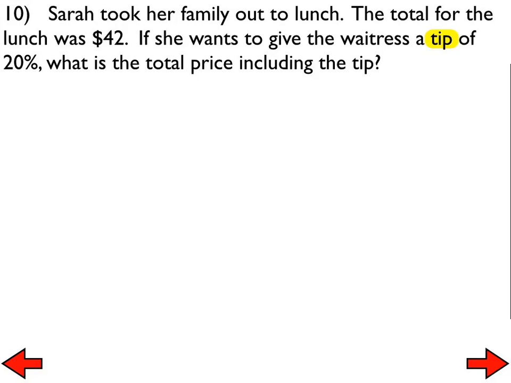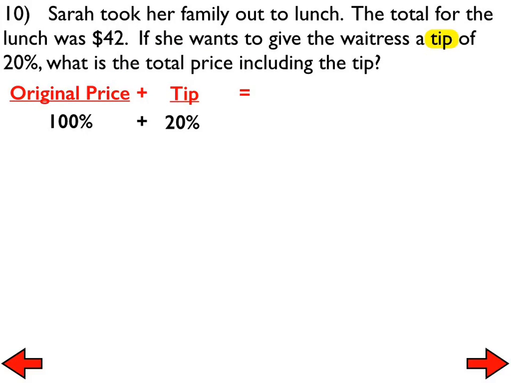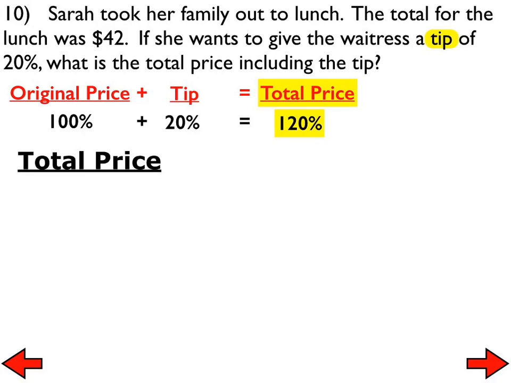Sarah took her family out to lunch. The total for the lunch was $42. If she wants to give the waitress a tip of 20%, what is the total price? Another problem where we are finding a new price, this time after the tip. So a 20% tip gives us a new percent of 120%. When you're paying a tip, you're paying more than the original amount.